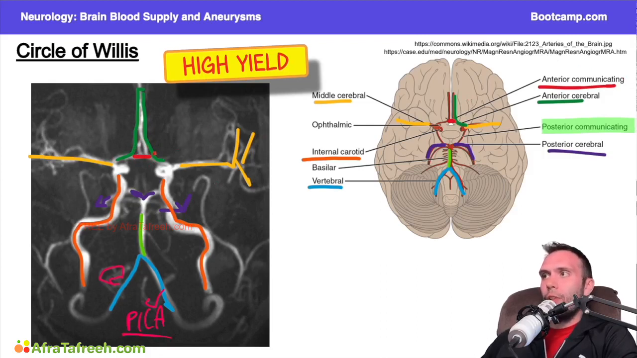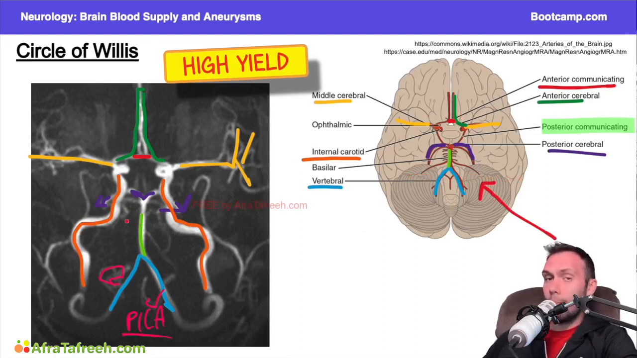I think I hit them all here that you should be able to recognize, either if we took a circle of Willis diagram, something like this, if I removed the brain here and just gave you the circle of Willis, or if I put a brain here, if I gave you an angiogram, you should be able to identify these arteries. Okay, so this is particularly high yield.